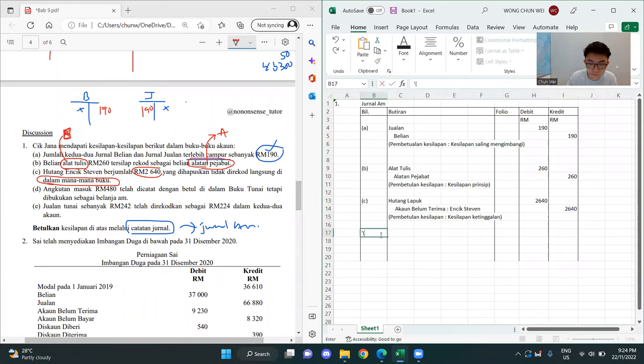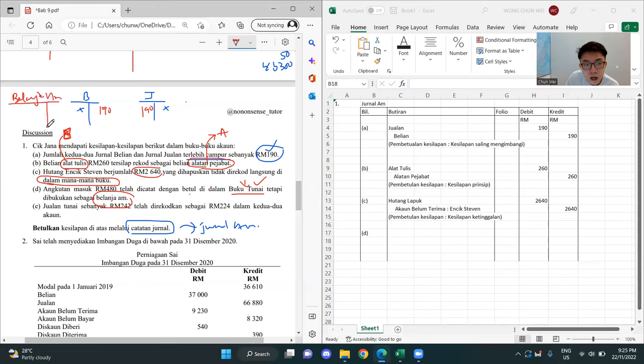D. Okay. Angkutan masuk 480 telah dicatat dengan betul di dalam buku tunai, tetapi dibukukan sebagai belanja am. So, angkutan masuk 480, telah dicatat dengan betul di dalam buku tunai, tetapi dibukukan sebagai belanja am. Okay, so here, 480, they record in buku tunai, correct. Buku tunai meaning your account bank, your account tunai lah. Tapi dia dibukukan sebagai belanja. Meaning, they go and buka belanja am account. Tapi betul tak? We should record in what? Angkutan masuk mah. Correct lah.